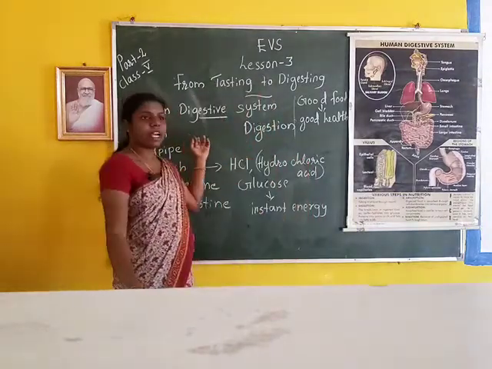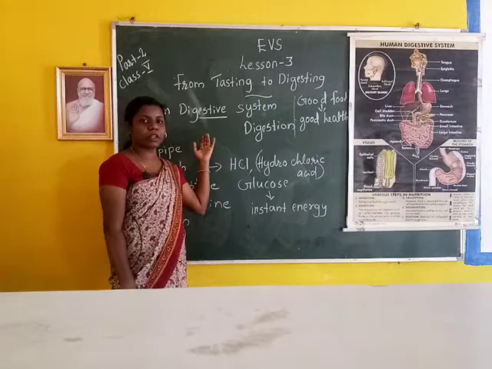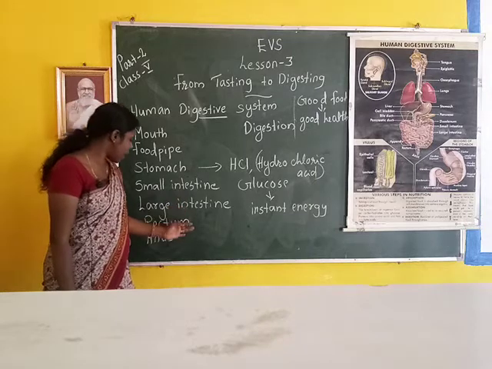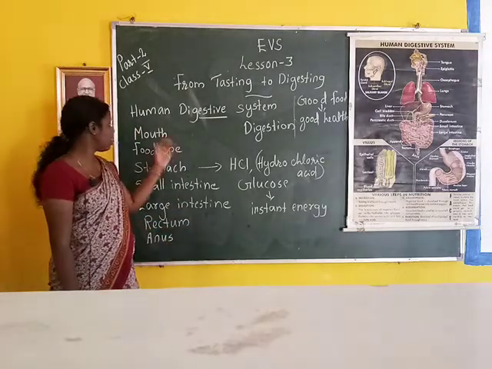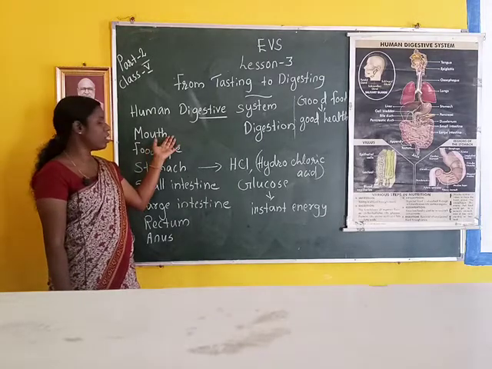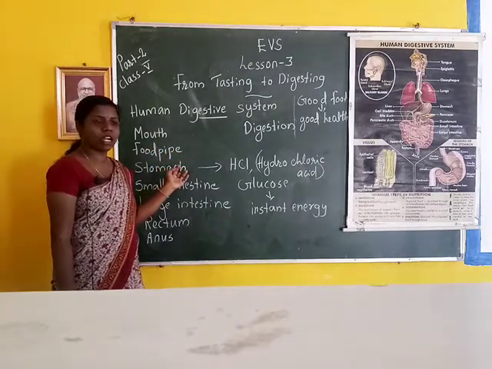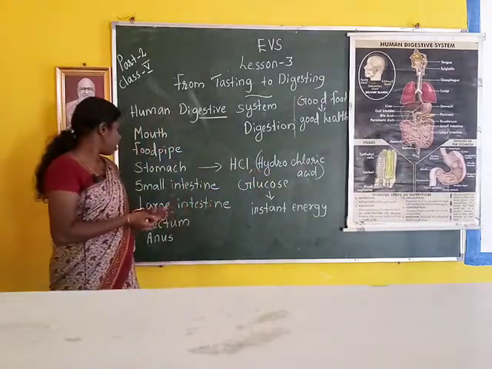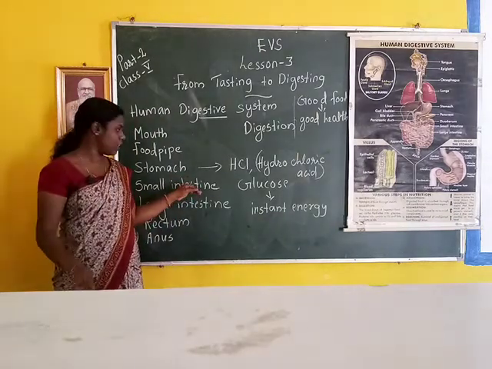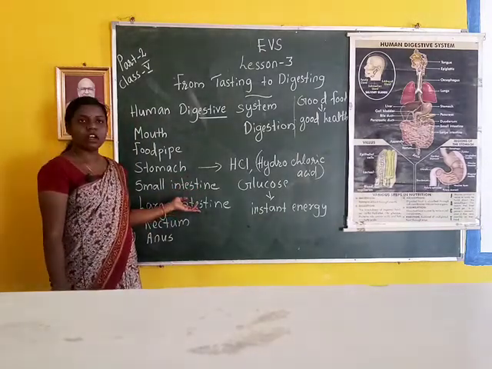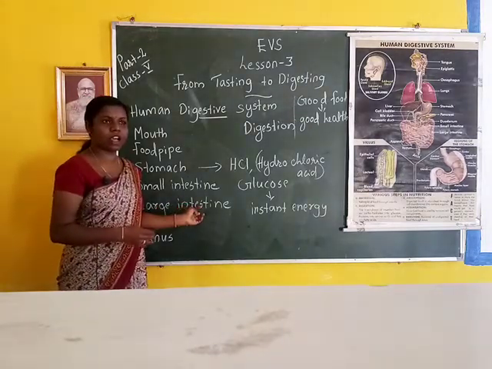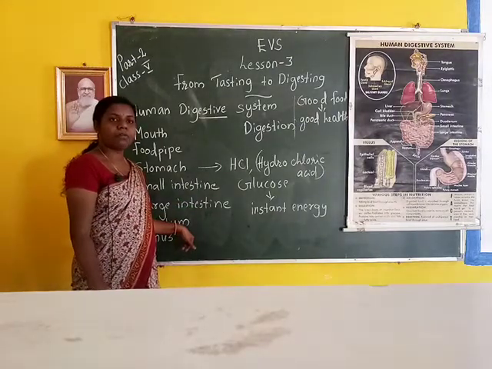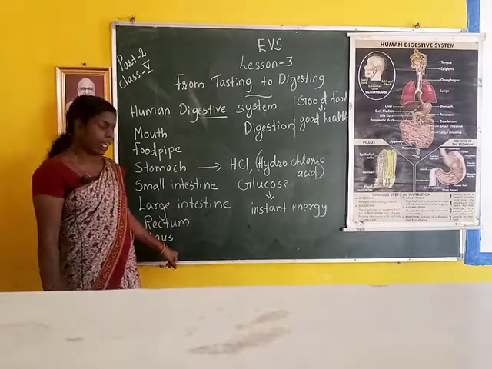Then the human digestive system. The human digestive system includes the mouth, food pipe, stomach, small intestine, large intestine, rectum and anus. The mouth helps to eat the food, and then it goes to the food pipe. The stomach contains an acid, hydrochloric acid, which helps to digest the food. Then in the small intestine digestion is completed. The large intestine absorbs water and salt from undigested food. Then it goes to the rectum and comes out through the anus.